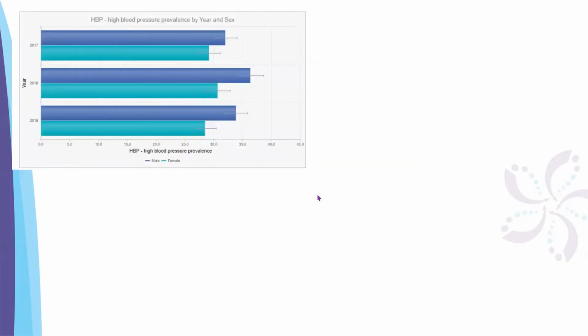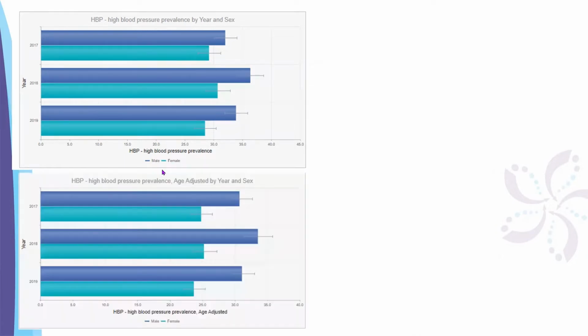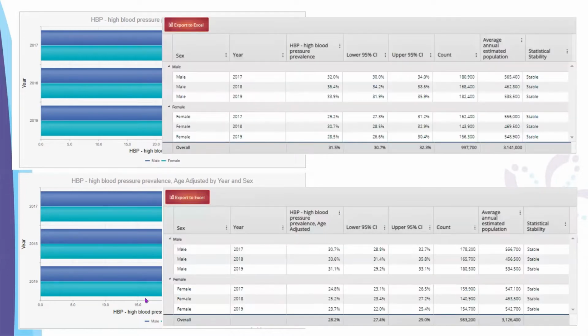So here, again, we have that graph that we looked at, which was the high blood pressure prevalence by sex and year. We can run it also with the age-adjusted high blood pressure prevalence by sex and year. And you can see that while men had higher rates of high blood pressure in crude, when we look at the age-adjusted, it's much more pronounced. And we can go ahead and take a look at the underlying data tables here. And you would see then that in 2019, as we said, 33.9% of men said they'd ever been diagnosed with high blood pressure. But if we look at the age adjusted, so if we compare them to a standard population, it's a little bit lower.